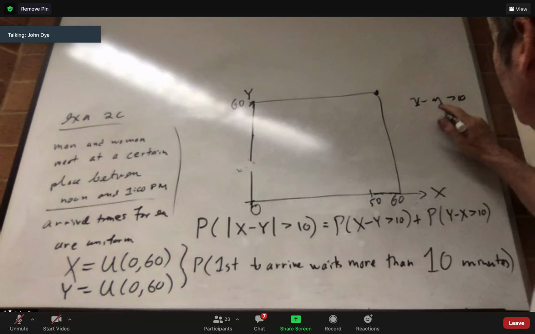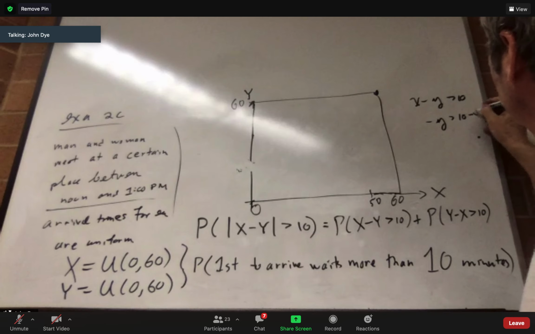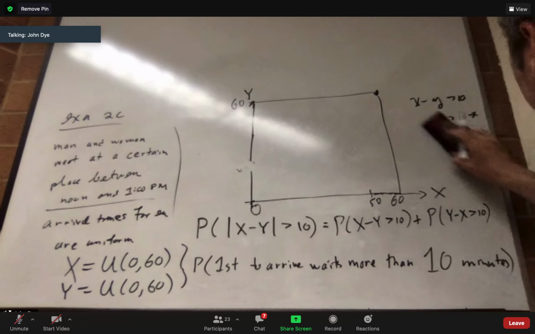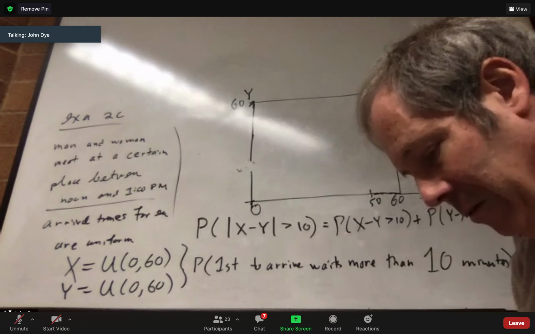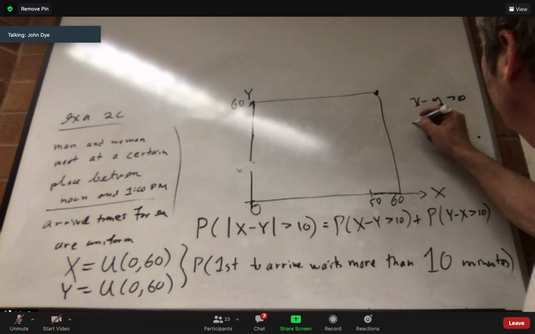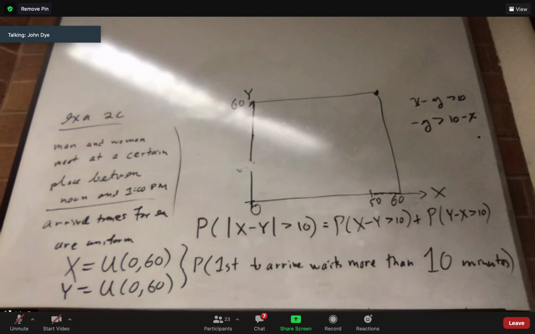Okay, so let me see if I remember how to do basic algebra. Greater than 10 minus x. So that's equivalent to what? I need to write clearly. So x minus y is greater than 10, which gives y less than x minus 10. Okay, well, where exactly is y equals x minus 10 anyhow?